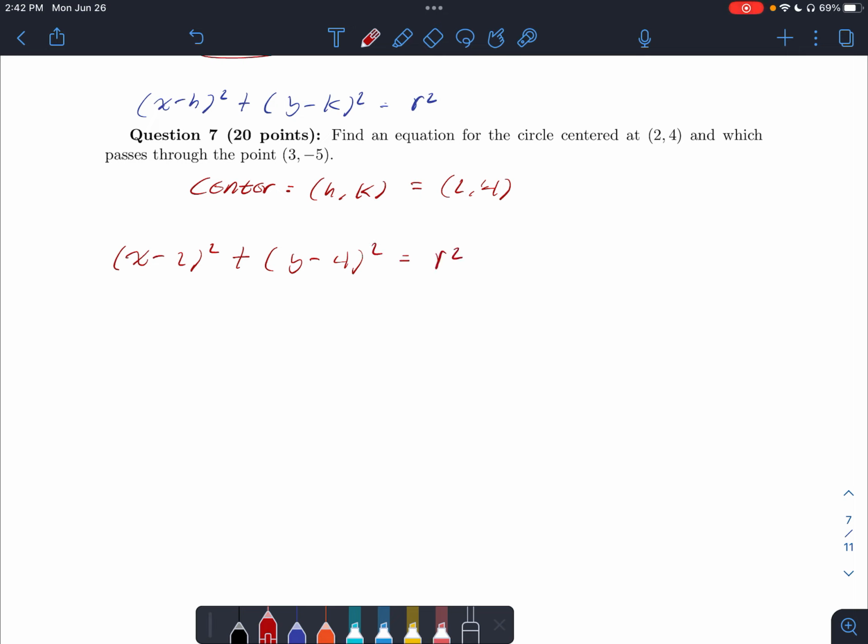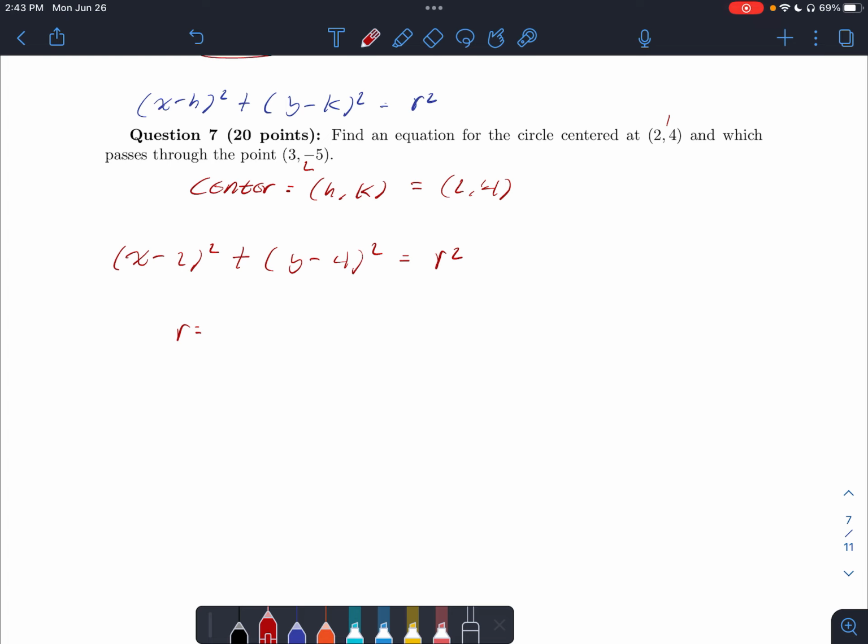So now we just need to figure out what r squared is. It seems like we're almost there, and we are. But to do that, we need to figure out what r is. The nice part about this is that the radius is the distance from the center to any point on the circle. So the distance from (2, 4) to (3, -5) is going to give us our radius. So we can set r equal to the distance formula here. If we say this is point 1, this is point 2, we can plug those in.